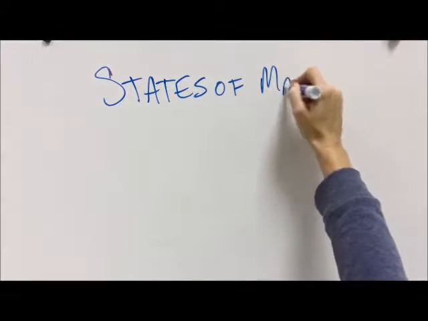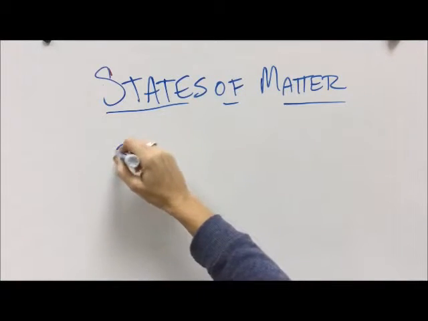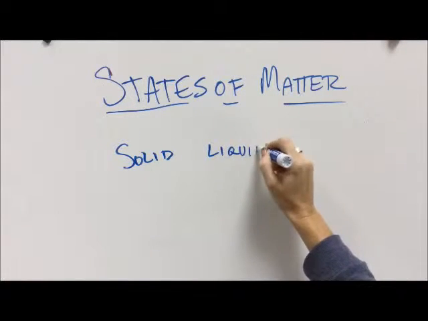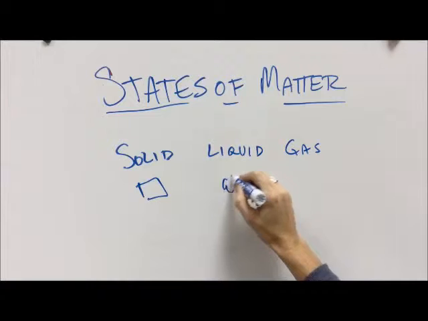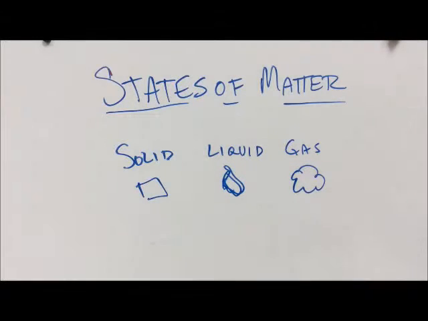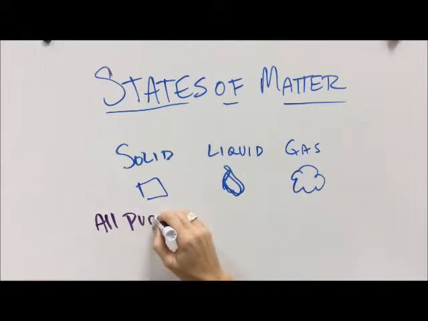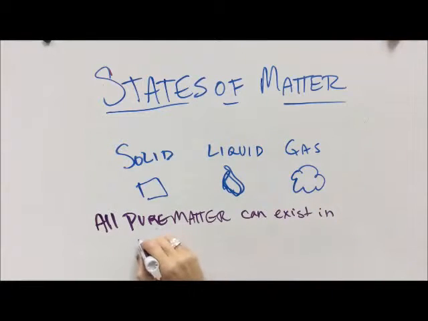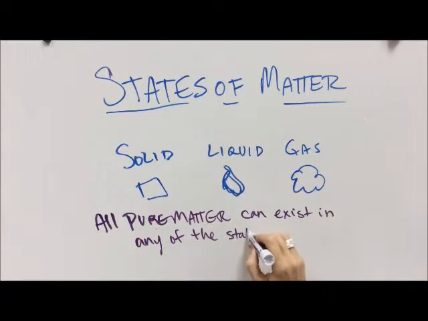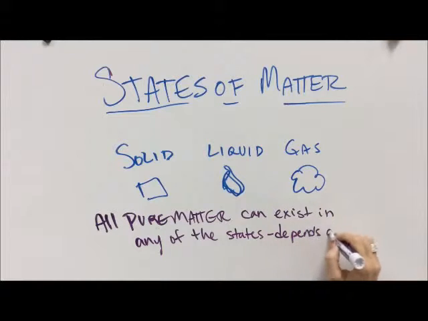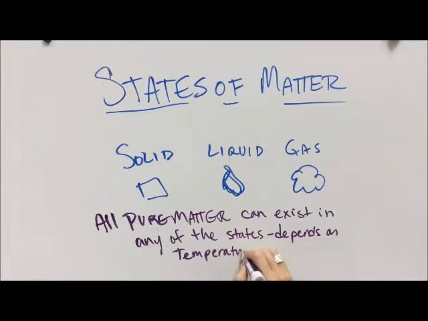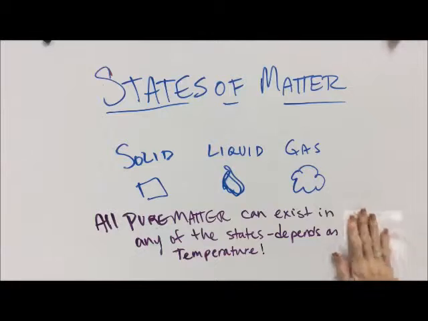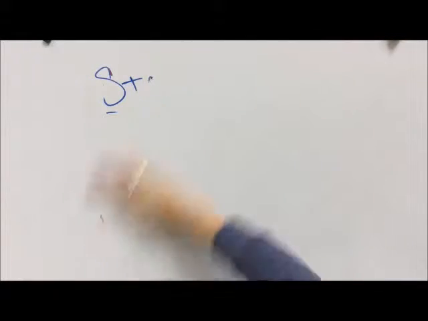So, states of matter is one of the most basic concepts that relates to both physics and chemistry. Basically, we're looking at the concept that any pure substance can exist in the form of solid, liquid, or gas. And that's something that you probably learned when you were younger, or you've seen it with ice and water and steam. But moving into a more mature understanding of chemistry, we need to know that all pure matter can exist in any of these states. It depends on temperature as to which state they're in.